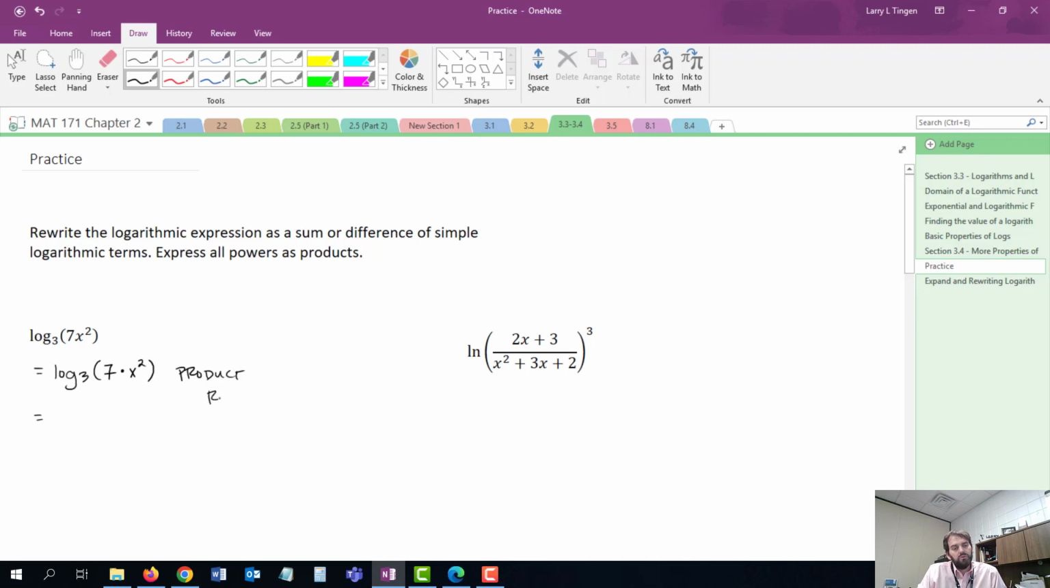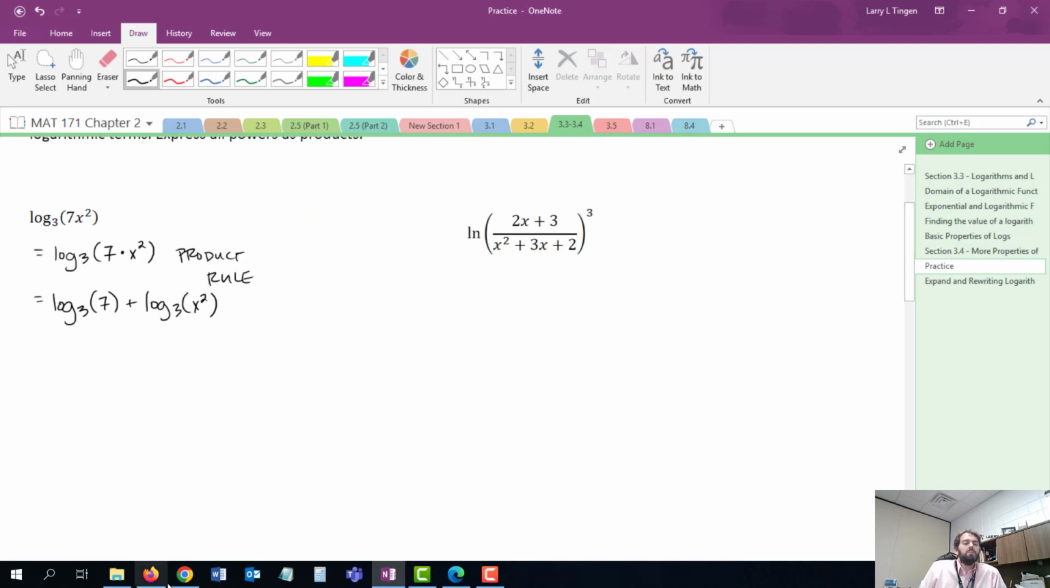So the product rule says if I have multiplication on the inside of the log, I can rewrite it as addition of the factors on the outside. So now I have log base 3 of 7 plus log base 3 of x squared. Notice the base stays the same as you break these up and bring them together. As you break them up, the base is always the same. As you bring them together, they have to have the same base to start.